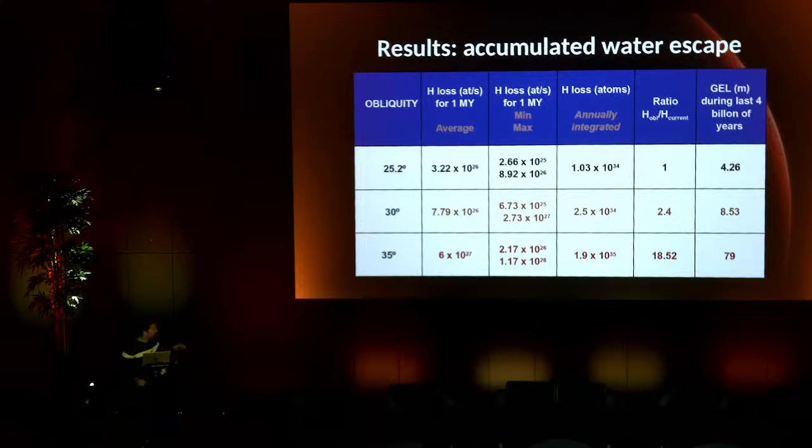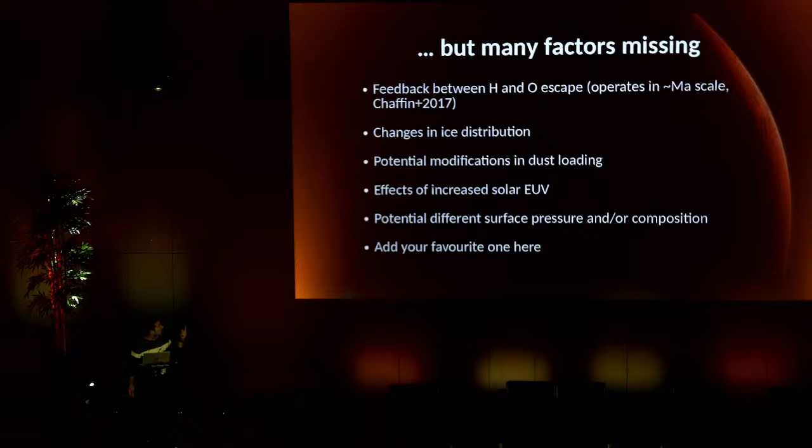And that's in better agreement with the estimation of how much water there was at the beginning of the early Amazonian. However, while the increase in hydrogen escape at high obliquity is robust, the numbers should be taken with a lot of caution because this is a very simplified study. There are many different processes that we are not taking into account. In particular, we are not taking into account the feedback between hydrogen and oxygen escape that I mentioned at the beginning, not because we don't have the chemical reactions in the model, but because this operates over millions of years of evolution, and we cannot run the GCM for such long times.